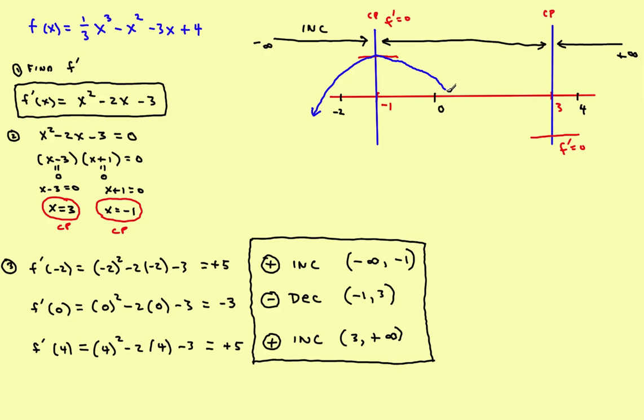So let's go ahead and sketch the graph. The graph must look something like this. It has to come down like this. It has to level off at a horizontal tangent right there. Then it has to switch back to increasing again. And that's what the original function has to look like.